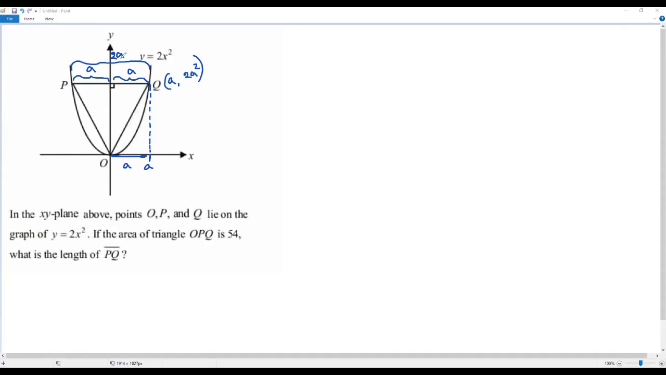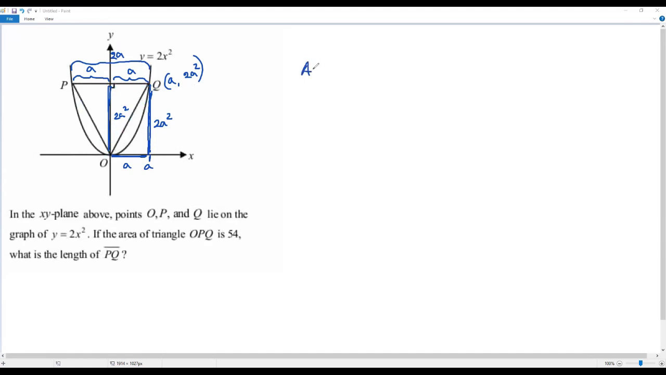Here my aim is to get the value of this constant a. Once I get the value of a, I can multiply it by 2 to get the length of the line segment PQ according to the question. For that, we can consider the y-coordinate at the point Q over here. So this y-coordinate 2a squared represents the length of the vertical line segment over here. That is, the length of this vertical line segment is 2a squared. Then the length of this vertical line segment is also the same, 2a squared. Actually, this vertical line segment represents the height of the triangle. In that case, PQ represents the base of the triangle. Already we have the area for this triangle OPQ.